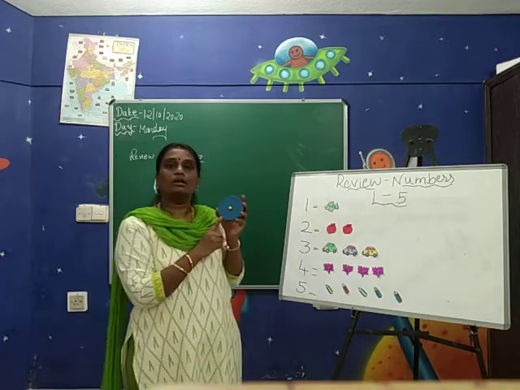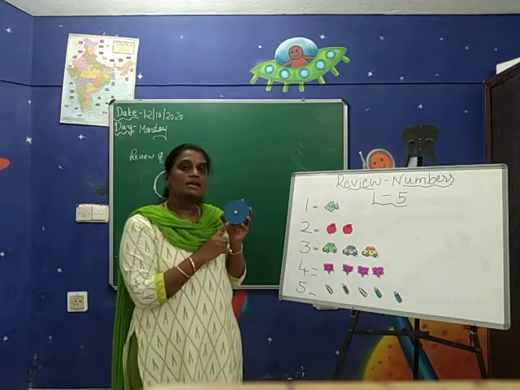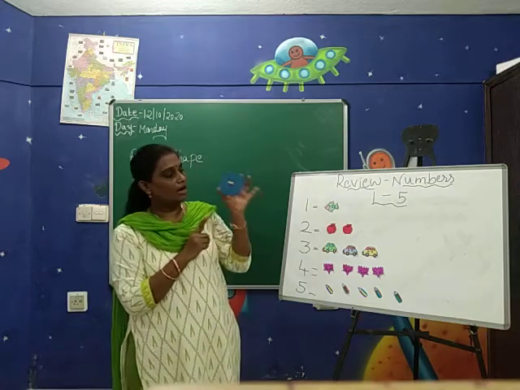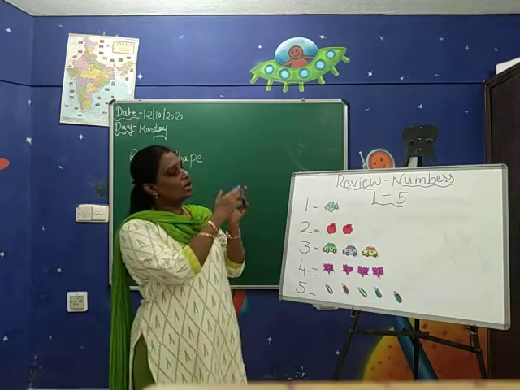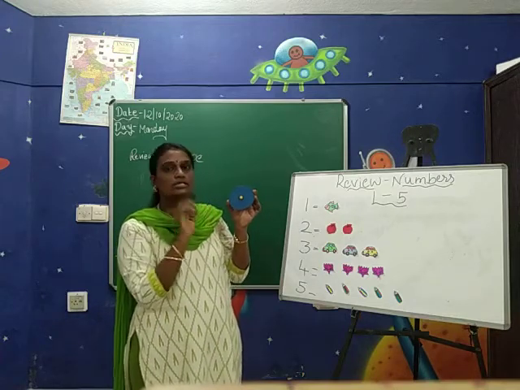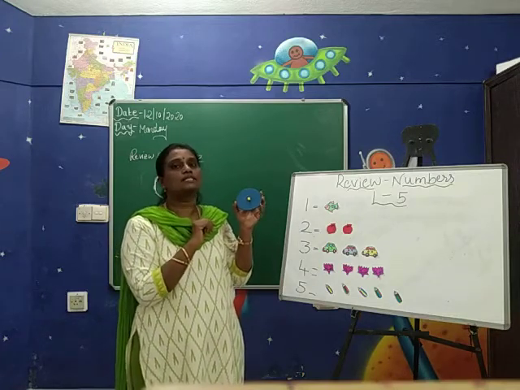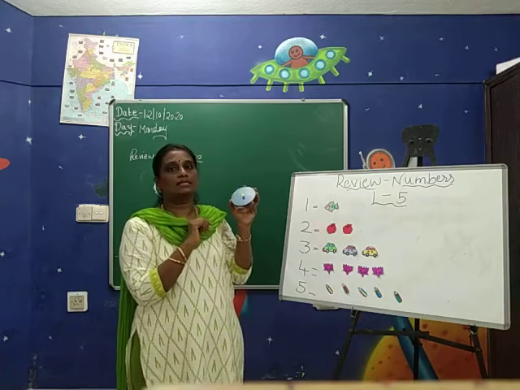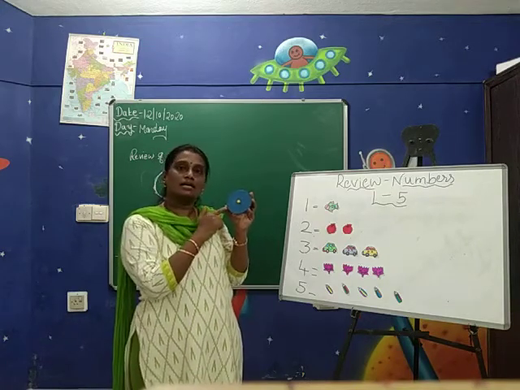Shall we sing one rhyme on circle? Yes. I am circle. I am circle. Round and round. Round and round. No sides. No sides are there. No ends are there. I am circle.